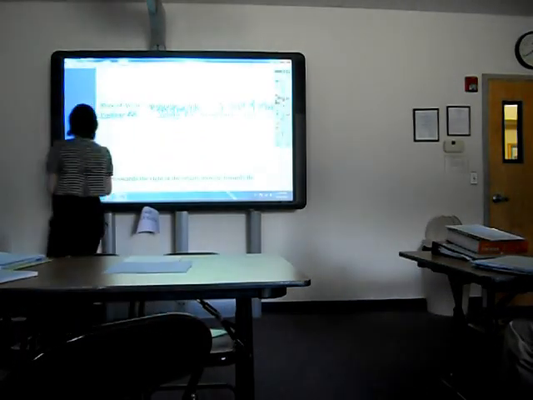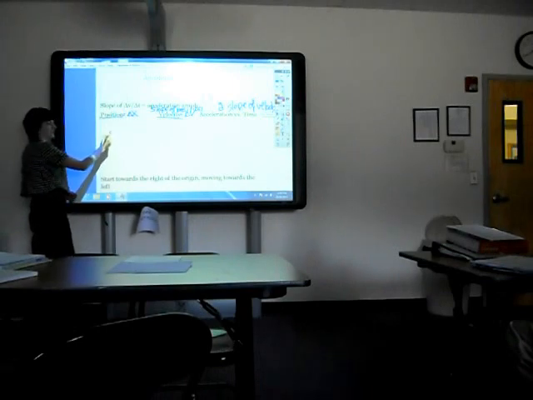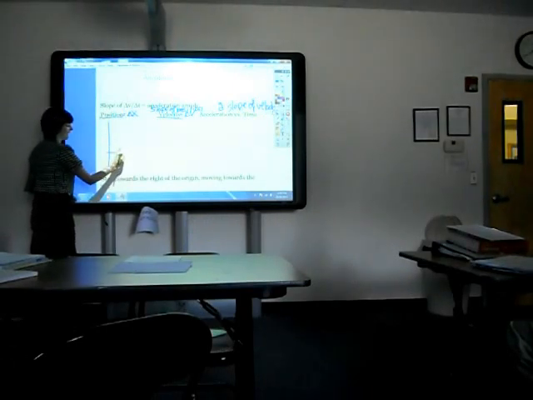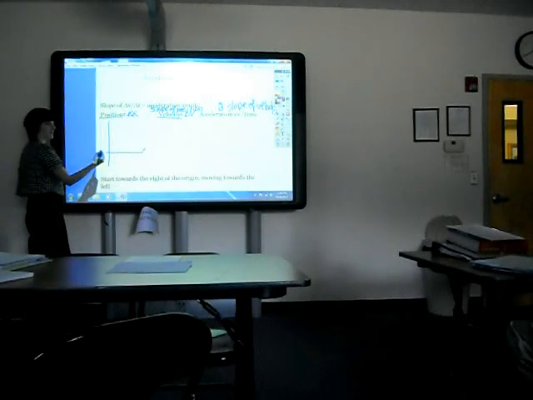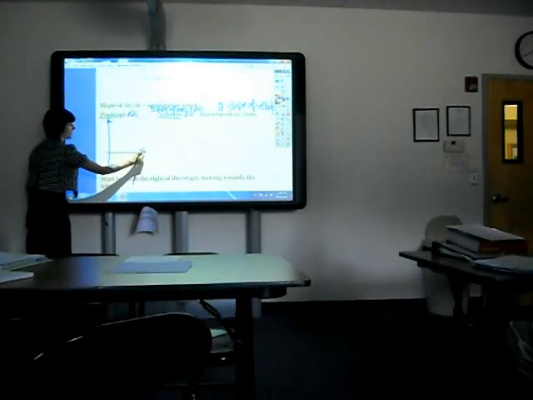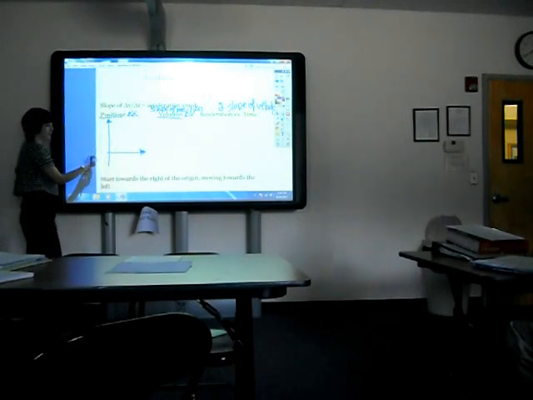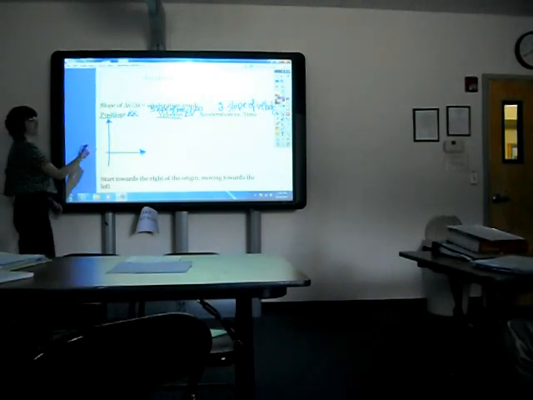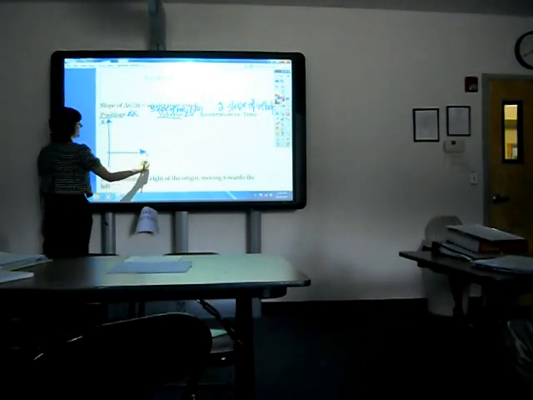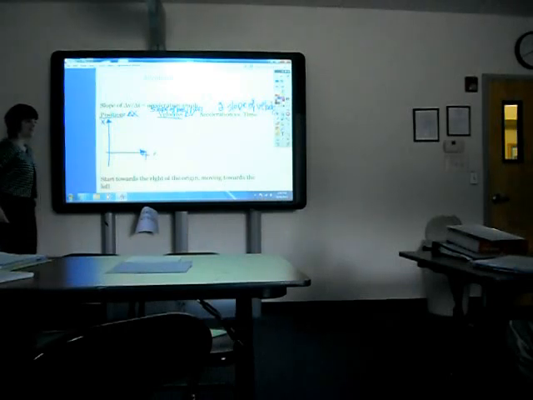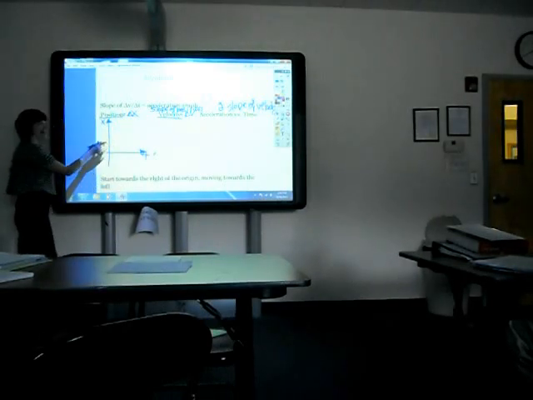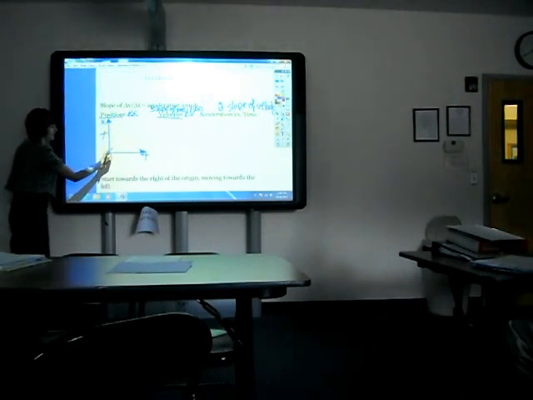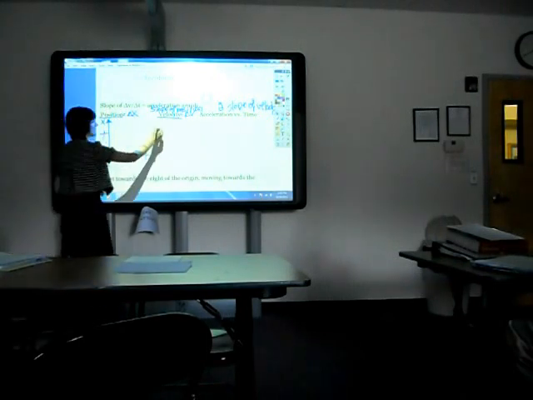Someone tell me, when I draw my graphs, how do I draw them? Where do my arrows go? Up and to the side. Why don't arrows go over here? Because we can't have negative time in our world. Now, this portion of my graph is positive, this is my origin, and this is negative.